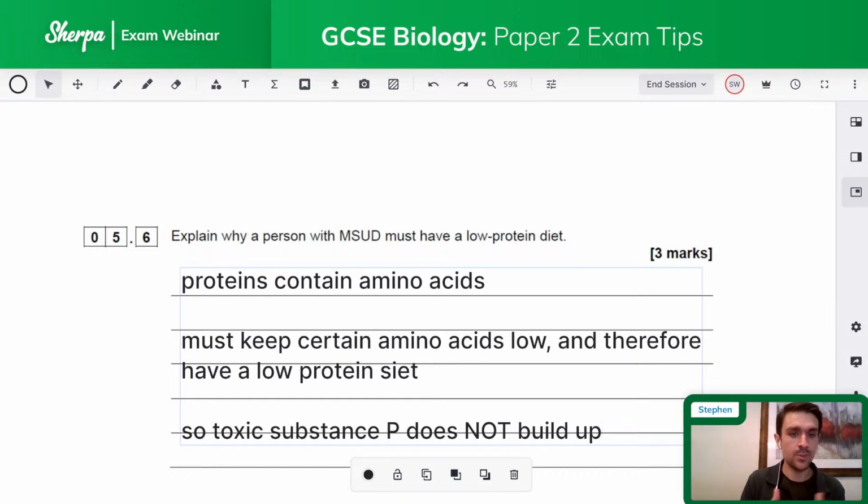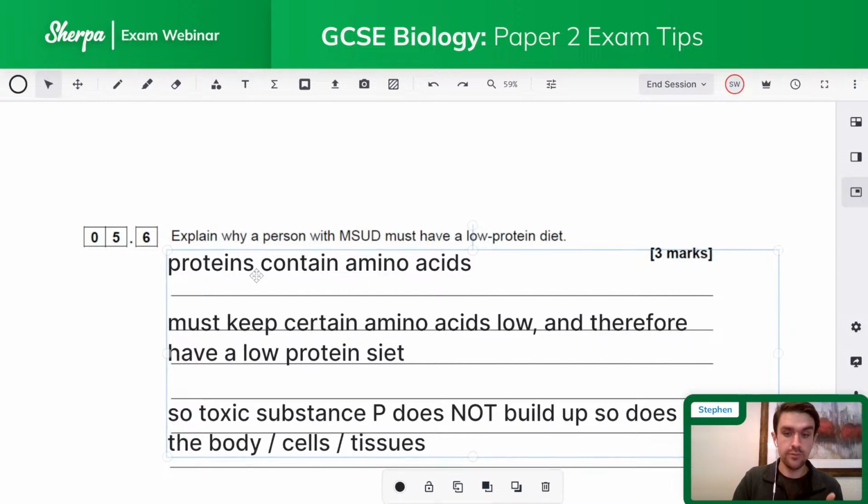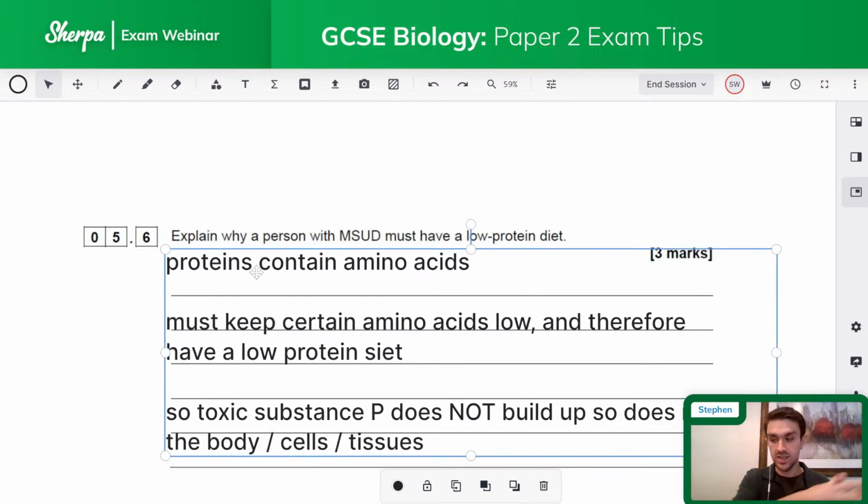One of the best tips for an exam question where it says explain is keep asking yourself why. If I've written it's important that toxic substance P does not build up, why is that important? Keep asking yourself that question. Get as much out as you can. So if toxic substance P does not build up, why is that important? So that it does not harm the body or cells or tissues or anything within the body, okay? So keep asking yourself, why is this the case? Why is what I'm writing important? And extend out that answer, okay?